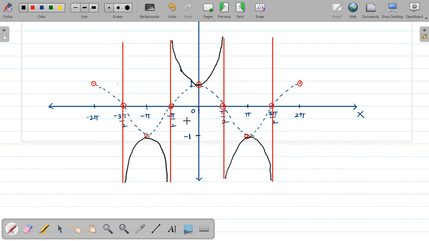So for the particular interval like this, from minus 3 pi by 2 to minus pi by 2, or from minus pi by 2 to pi by 2, then for pi by 2 to 3 pi by 2, and so on like this, we get all these curves like this. Okay. So this is the graph of sec function with the help of graph of cos function.